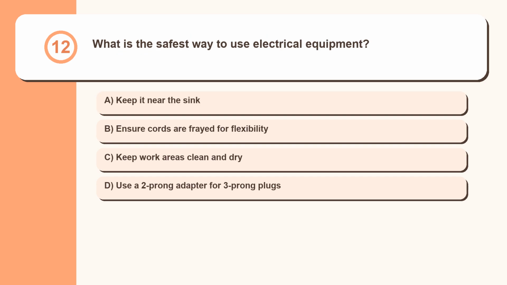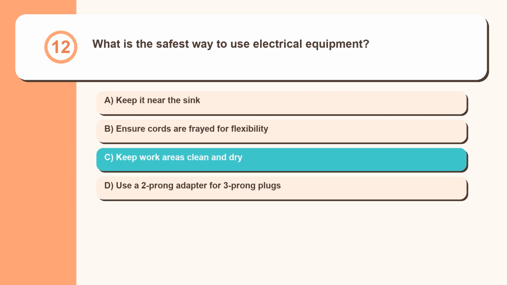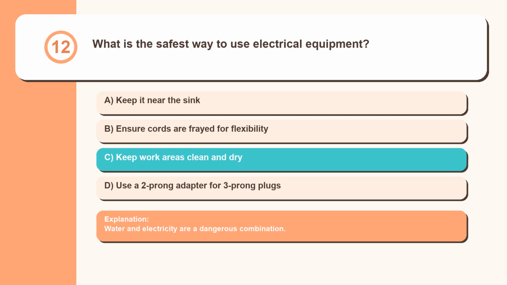Question 12. What is the safest way to use electrical equipment? Keep it near the sink; ensure cords are frayed for flexibility; keep work areas clean and dry; use a 2-prong adapter for 3-prong plugs. Water and electricity are a dangerous combination.